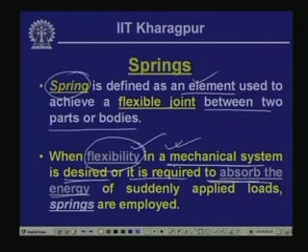There, to absorb this shock loading or impact loading, we introduce these kinds of elements which we call springs, and these spring elements can absorb the energy imparted by the external load, and thereby undergo some amount of deformation and absorb that external loading shock. So, when flexibility is desired in a mechanical system, or you need to absorb the energy of a suddenly applied load, then we introduce a spring so that we can achieve the desired result.